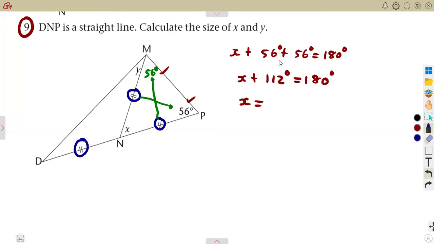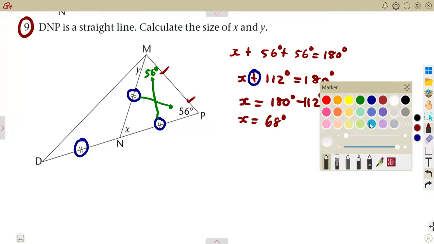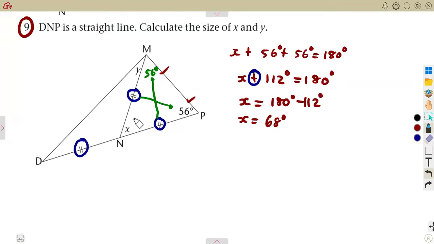Simply take the 112 to the other side. The moment it jumps the equal sign, it changes its sign. So that will be 180 minus 112, thus obtaining the value of X from what we are given. And this was going to give us 68 degrees. So this simply means that we have got 68 degrees here, just like that.